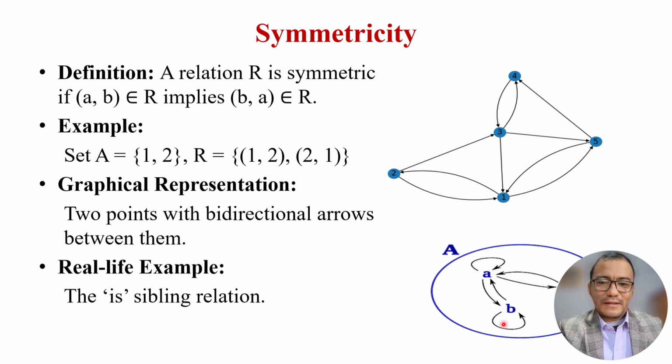Similarly, we can check A to B and B to A, and A to C and C to A. These are also bidirectional arrows. They have the relation, and A to A, B to B, and C to C also themselves. As a real life example, we can check the is a sibling relation, like brother and sister. We can talk regarding that.